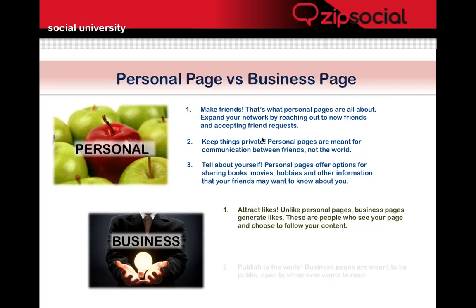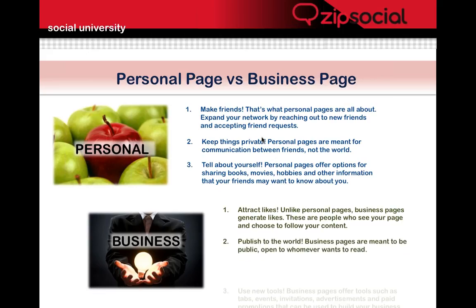The difference is on a business page, instead of making friends, it's all about attracting likes. You can't make friends with someone on a business page. Instead, you're going to have people who choose to follow your content through liking your page. You're going to be publishing to the world. This is a public sphere. On a business page, you want your content to be seen by as many people as you possibly can.